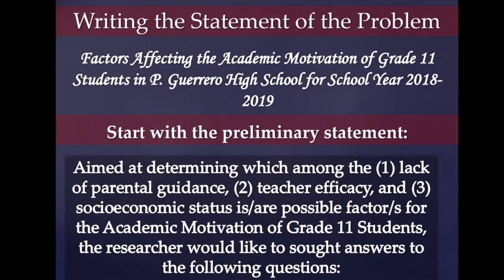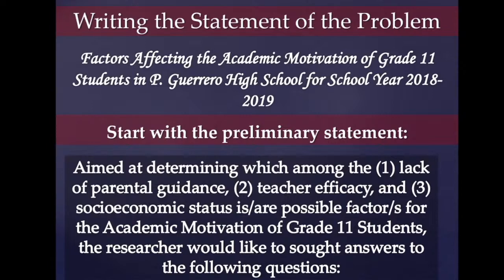Note that since this is a causal comparative study, the researcher has already stated, probably based on the RLS, the possible factors affecting academic motivation in the preliminary statement. These factors are lack of parental guidance, teacher efficacy, and socioeconomic status. Just like our sample titles a while ago, this is just a prototype of the preliminary statement you can write for the SOP. Though you may use other forms of writing the preliminary statement, you may also use this one as a guide.